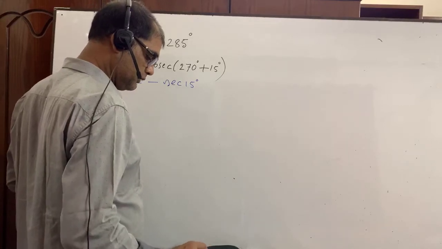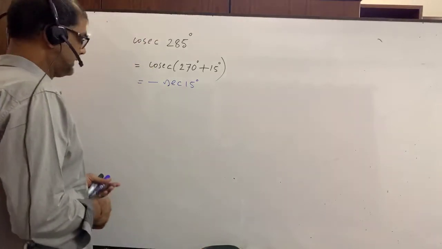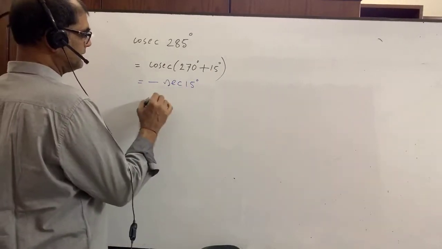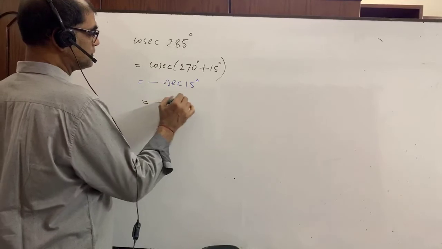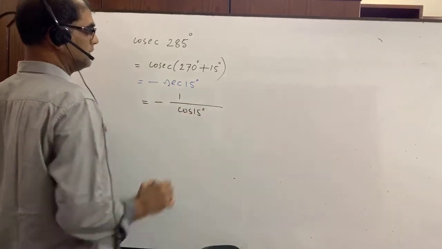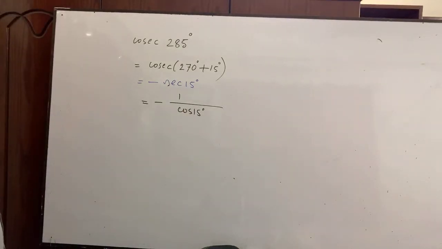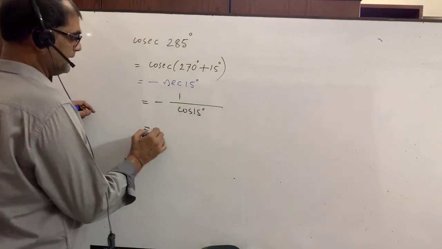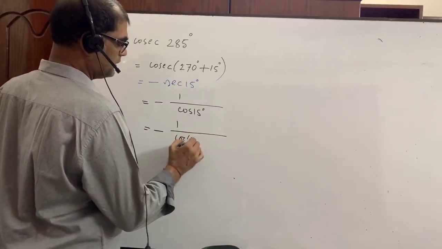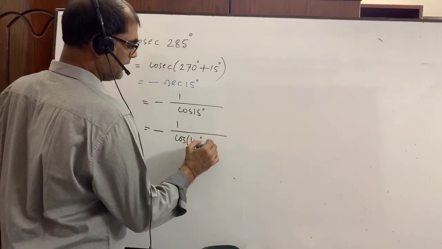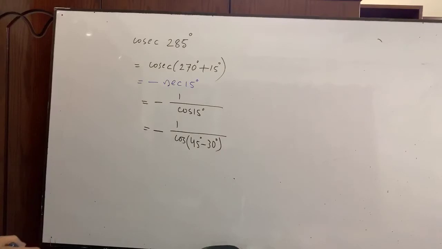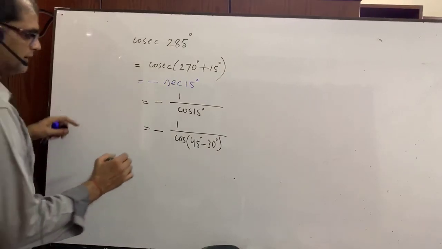What will you do? There is no formula regarding secant. Then you have to do one thing: minus 1 by cosine 15 degree. That means we need cosine 15, which equals 45 degree minus 30 degree.